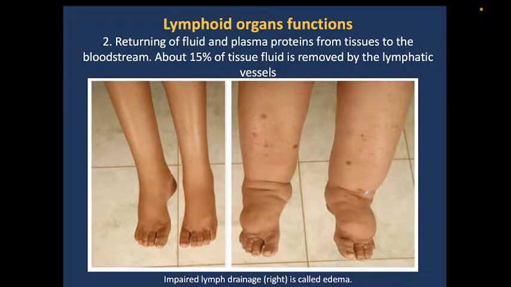And the second function of the lymphoid organ is the returning of fluid and plasma, which is a part of the blood. Plasma with its proteins returns from tissue to the bloodstream. It means the lymphoid organs, mainly lymphoid vessels, transport intercellular fluid to the veins, and this is about 15% of tissue fluid which is removed by lymphatic vessels.